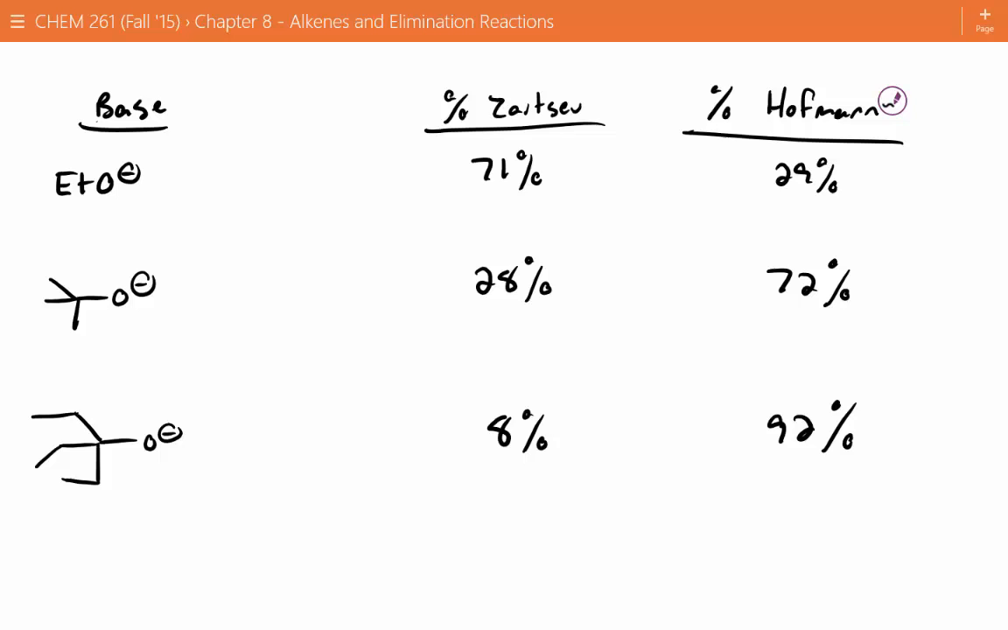So let's even make a note. Zaitsev is favored by small bases. This one is favored by bulky bases.